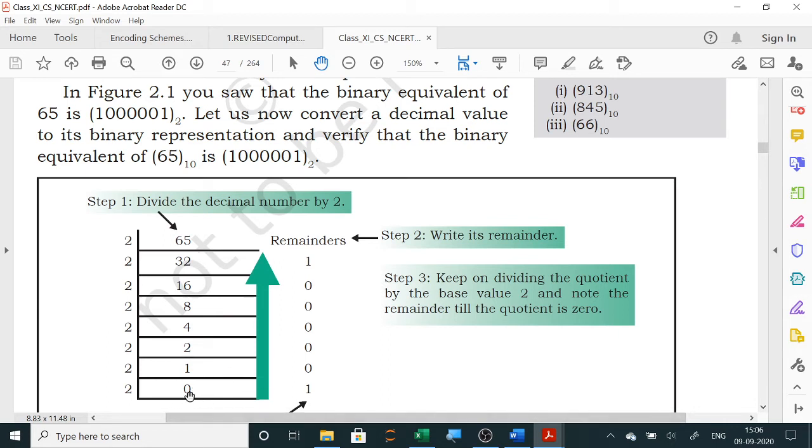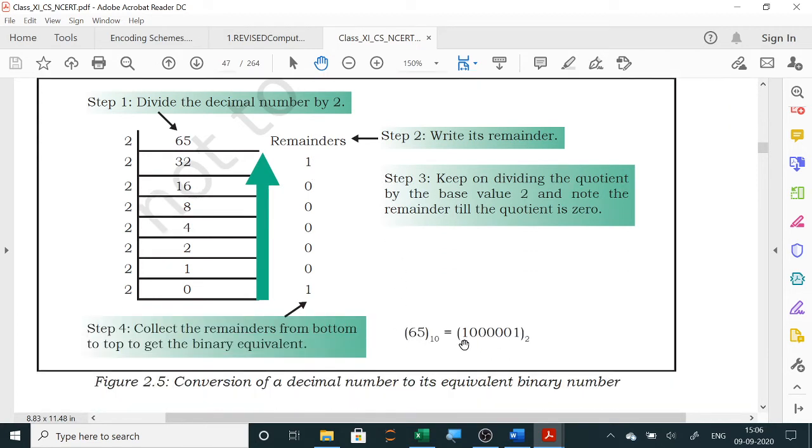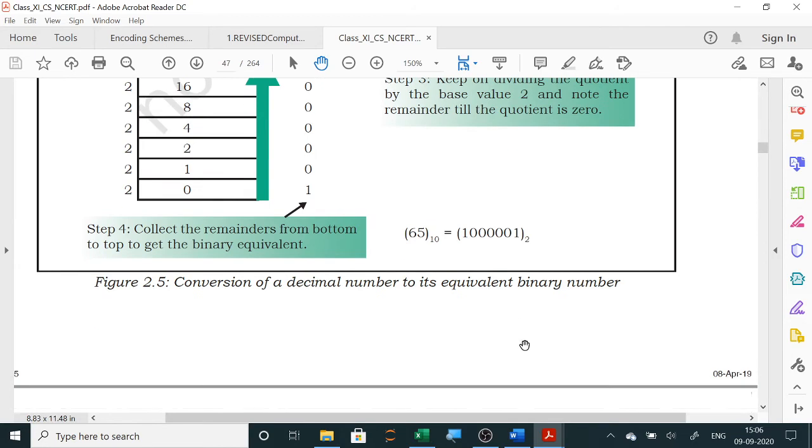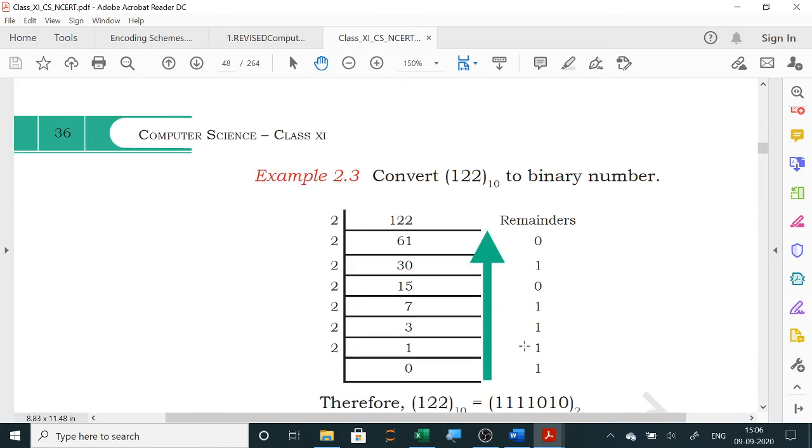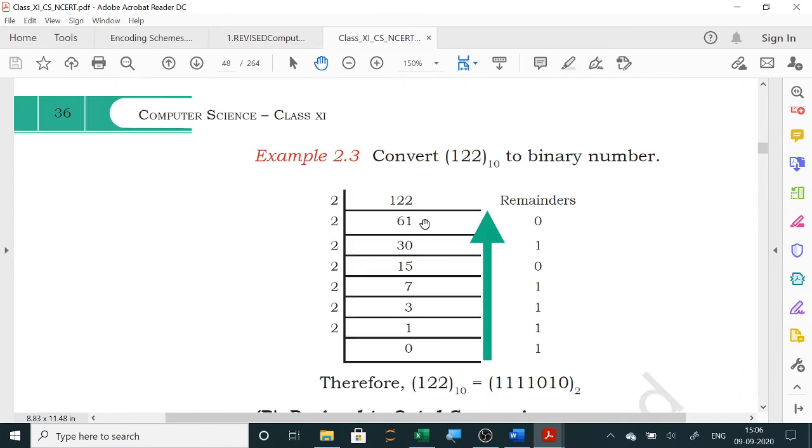So at the end, till 0, you have to repeat this task. Now from bottom to top, the answer will be 1000001. So this is your answer. Understood how we got it? Next is 122. Again you have to convert it from decimal to binary. So we divide it by 2, note down all the remainders, and read from bottom to top.